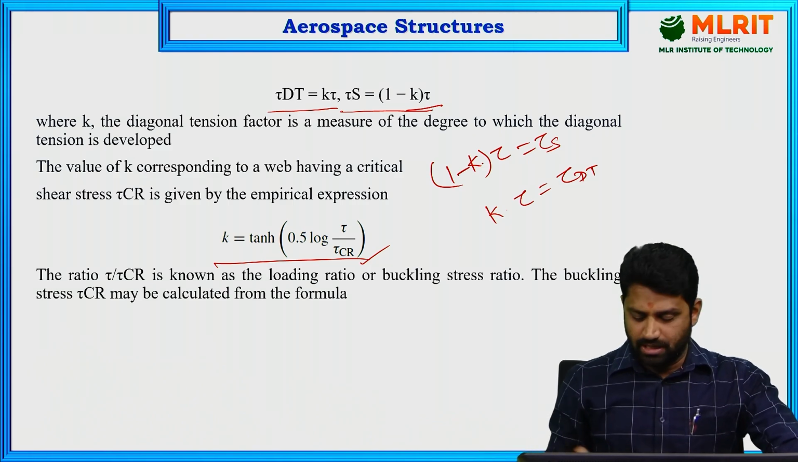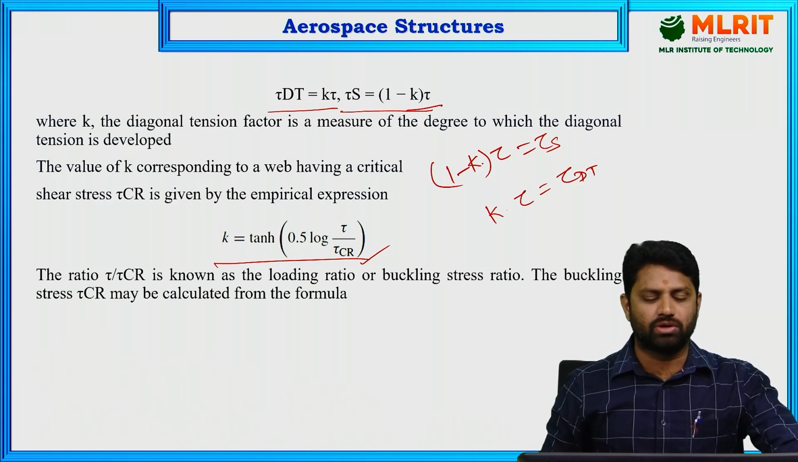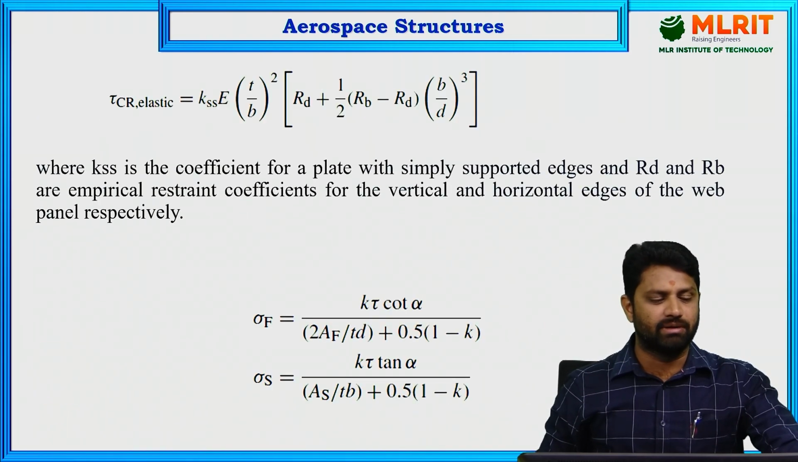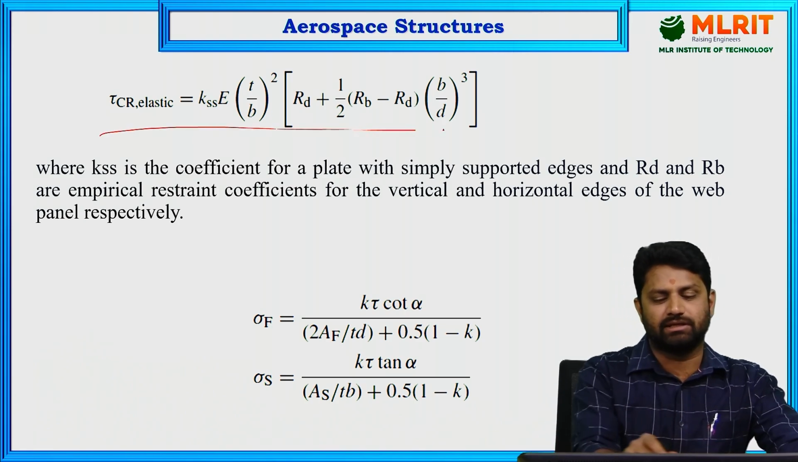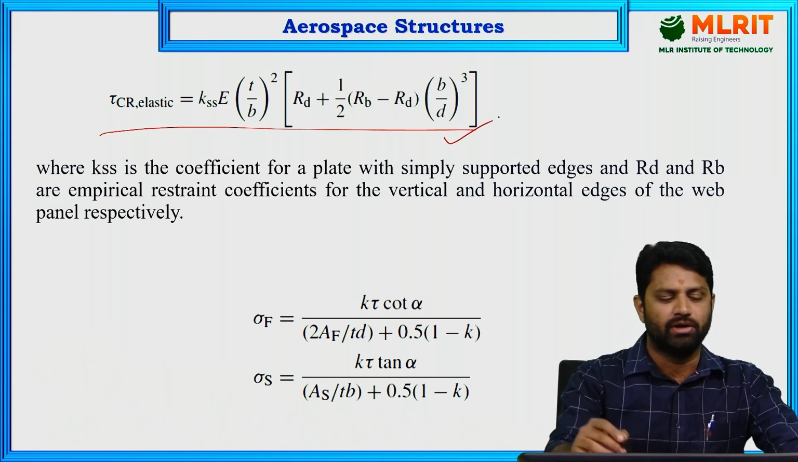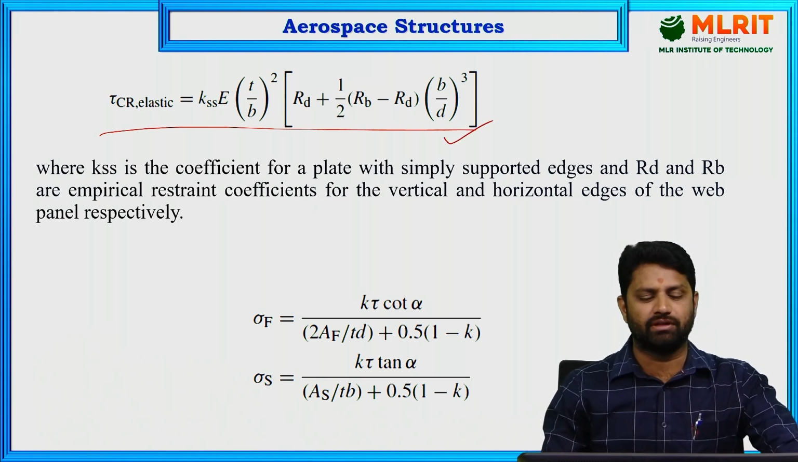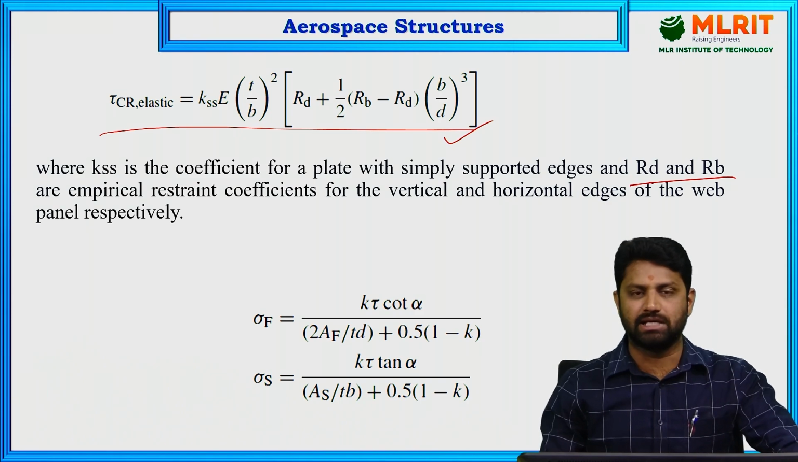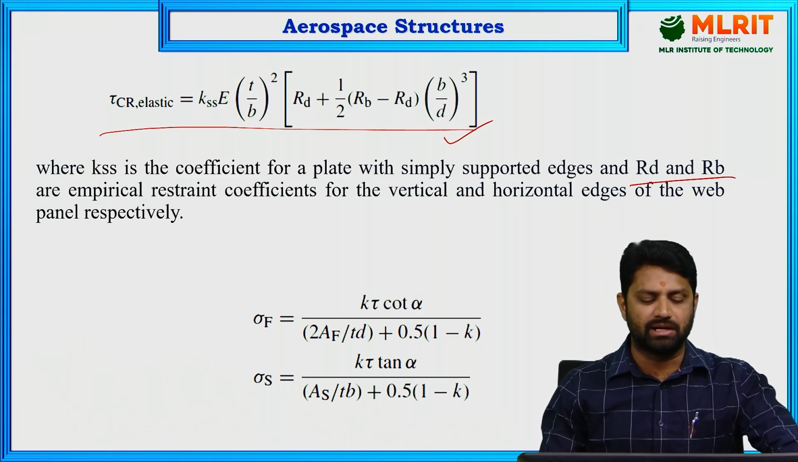Here in this formula we see tau critical, the critical shear stress, in the denominator, and it may be calculated from the formula tau critical elastic equals K_ss into E into (t by b) whole squared into [R_d plus half into (R_b minus R_d) into (b by d) whole cubed], where K_ss is the coefficient for the plate with simply supported edges, and R_d and R_b are the empirical restraint coefficients for the vertical and horizontal edges of the web panel respectively.